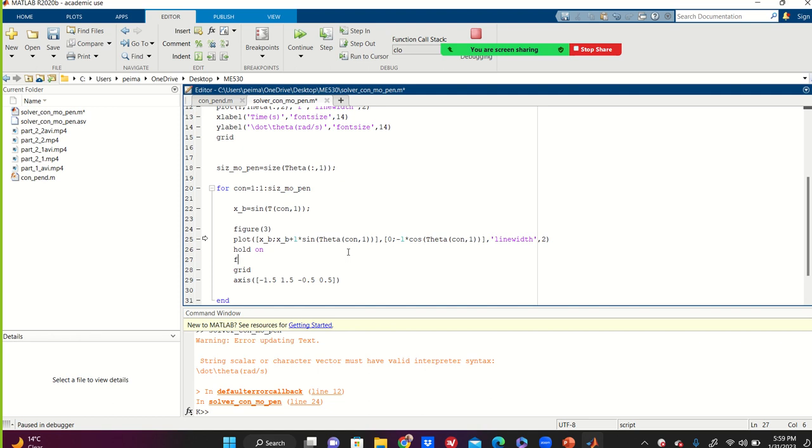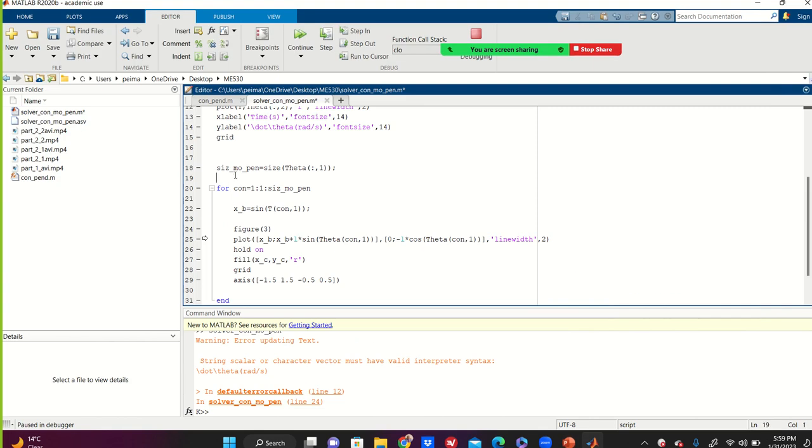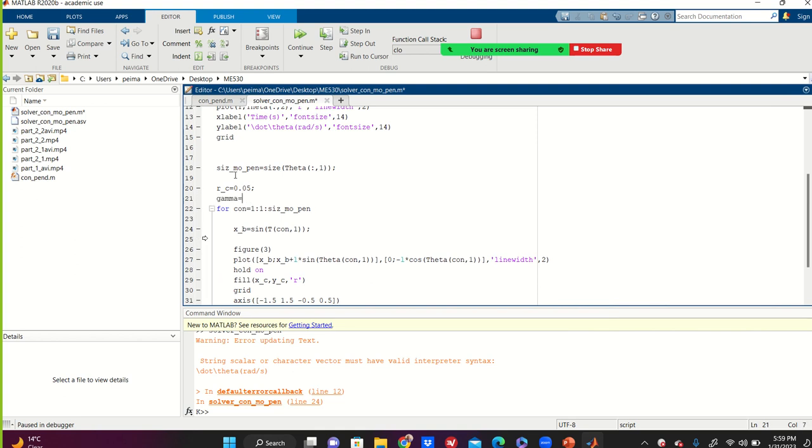There is a command in MATLAB with the name of fill. Fill the area. So what area? X of the circle and Y of the circle, and with the color green. But we have to define X and Y of the circle, and we defined them already. X of the center, X of B plus R cosine gamma, R sine gamma. So R of the circle is 0.5. Gamma is from 0.1 to 2 multiplied by pi.